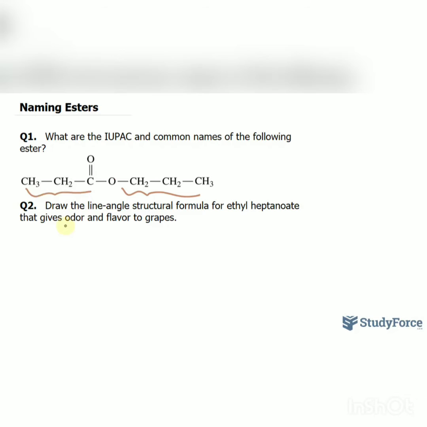With that being said, we begin naming this by looking at the alcohol part of the molecule. And we have CH2, CH2, and CH3. That's 3 carbons long. 3 carbon long alkanes are called propane. But since this is an alkyl group, we drop the ANE and write down propyl. That's the first part of the name in this molecule.